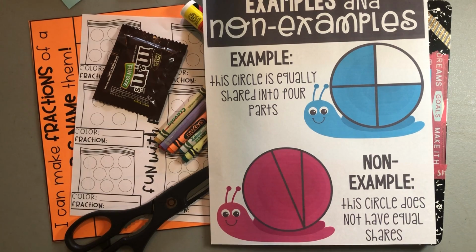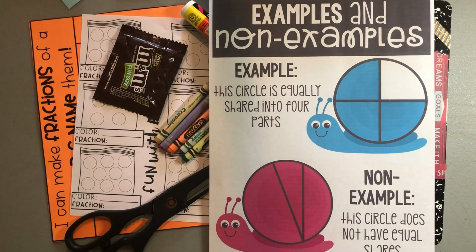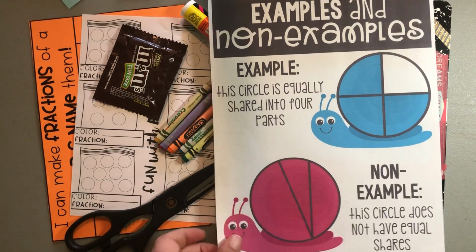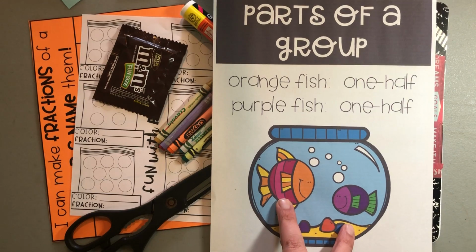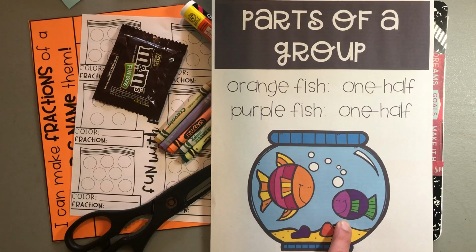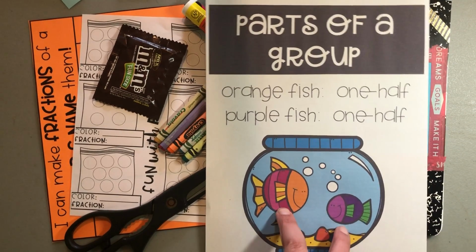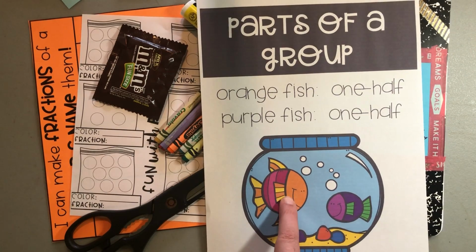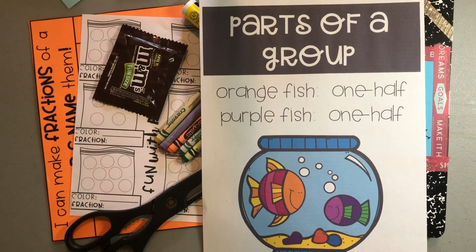A lot of times when we talk about fractions, this is what we talk about, but not always. Sometimes we talk about fractions as parts of a group. So here's an example of parts of a group. In this fish bowl, we have 2 fish. Half of the fish are orange and half of the fish are purple. 1 fish is orange and 1 fish is purple. I have 2 fish total, and since one of them is orange, that's 1/2, and one of them is purple, that's 1/2.